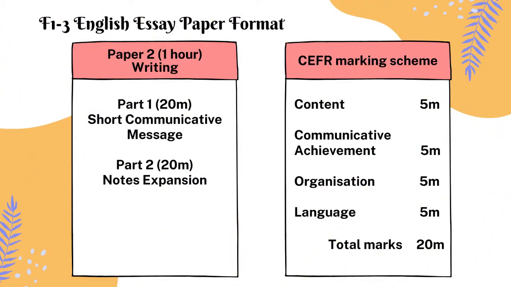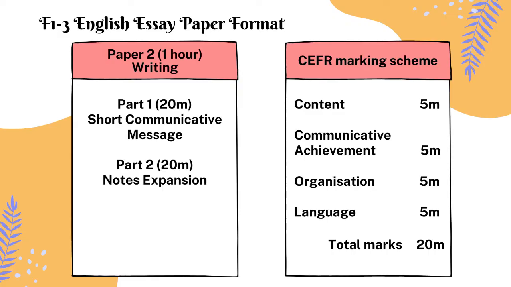Alright, so let's dive into the explanation video. For starters, you must know that you have a total of an hour, which is 60 minutes, to finish your paper 2. In your paper 2, you have a total of 2 essays to write. Okay, it's not a choice, it's compulsory for everything. You have your part 1 short communicative message and part 2 notes expansion.